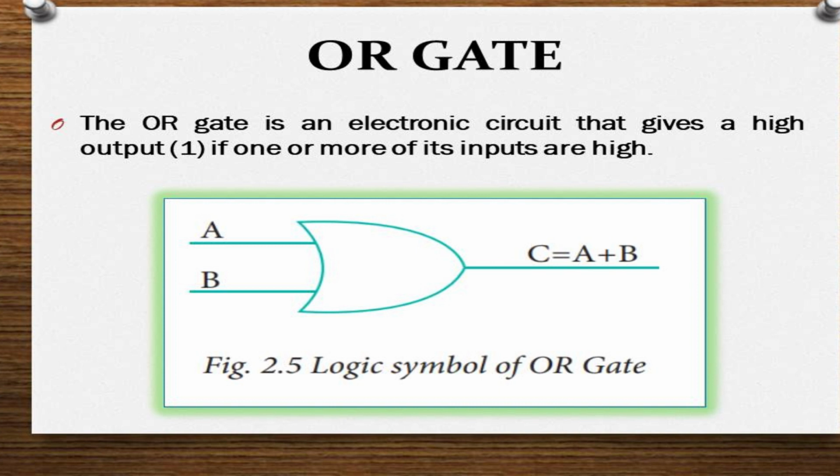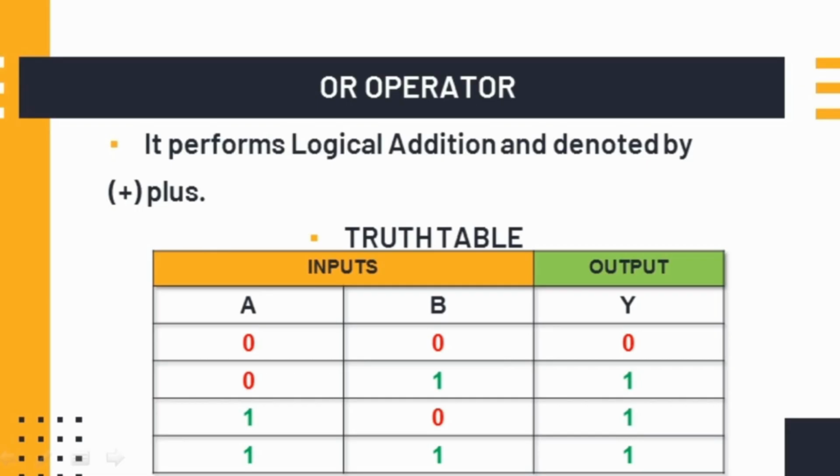The OR gate is an electronic circuit that gives a high output, that is 1, if one or more of its inputs are high. So this is the logical symbol for the OR gate. A and B are inputs, and the output Y equals A plus B. This is the OR operator, and it performs logical addition, denoted by the plus symbol. And this is the truth table for the OR operator.